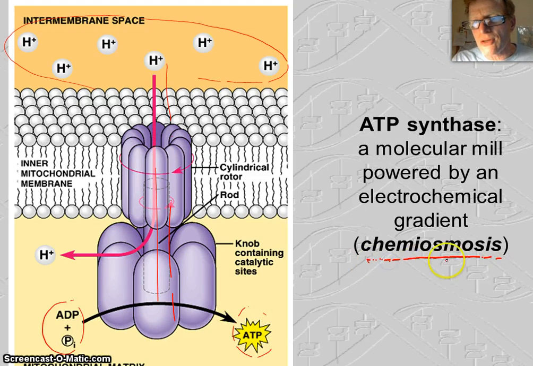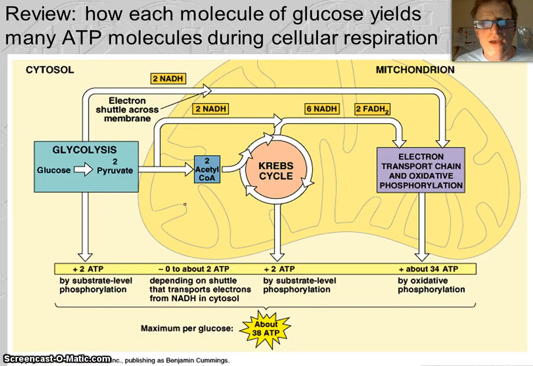That just means chemical osmosis, not the movement of water, which is osmosis, but the movement of chemicals, in this case hydrogen ions, from high concentration to low concentration. So that chemiosmosis is powering the production of ATP. Okay, and this protein doing that is called ATP synthase. So again, a recap of this process.